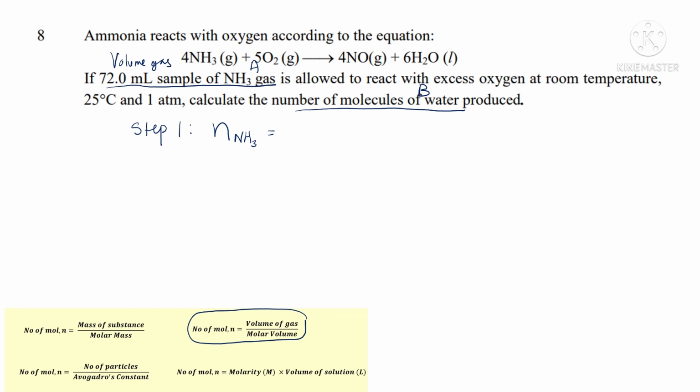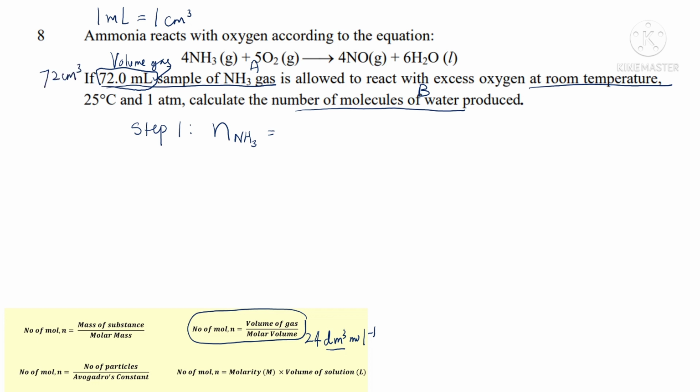Be careful, we are being given here 72 ml of ammonia gas. We know that the molar volume at room condition is 24 dm³ per mole. In order for the volume of gas to be divided by the molar volume, their units must be consistent, but here this is ml and this is dm³. And we know that 1 ml is equal to 1 cm³. Therefore, 72 ml is equivalent to 72 cm³.